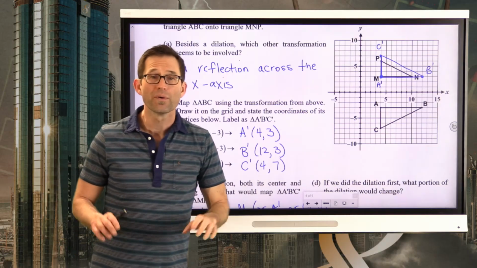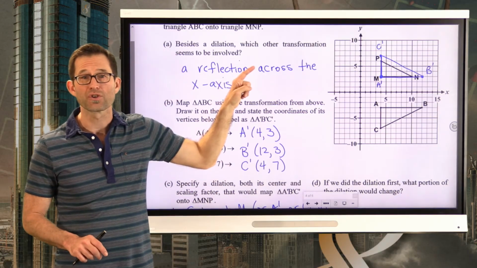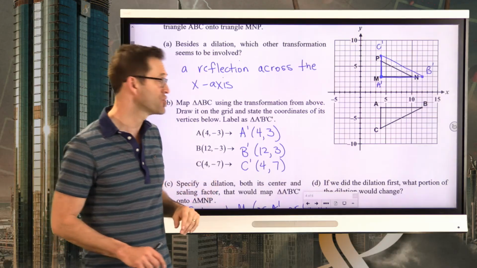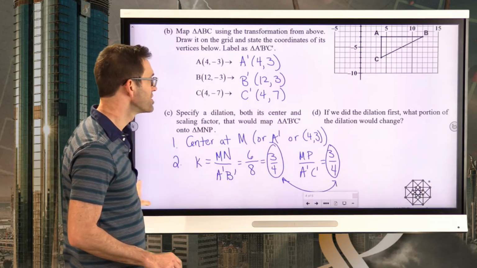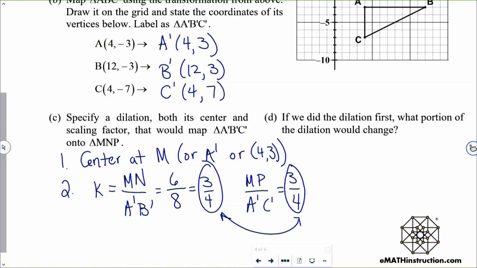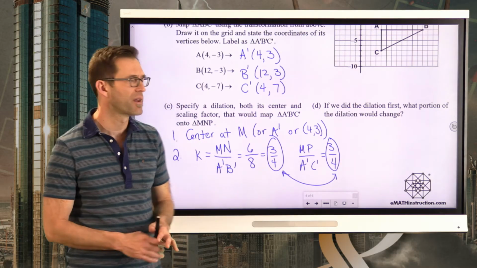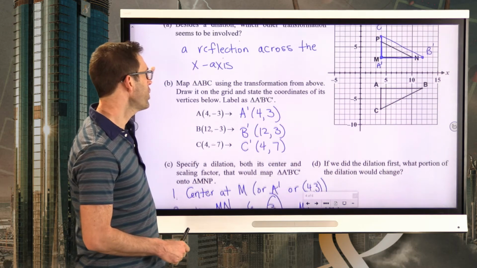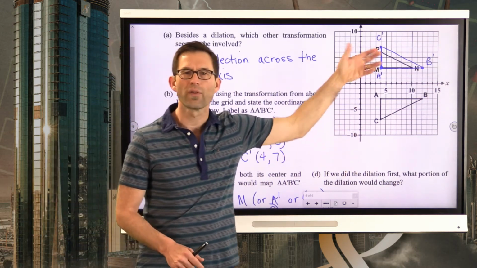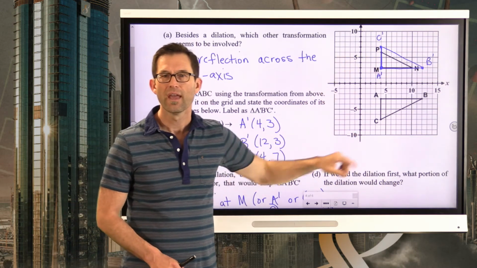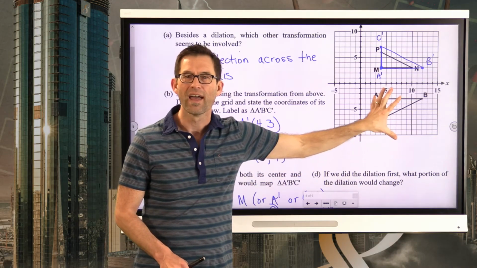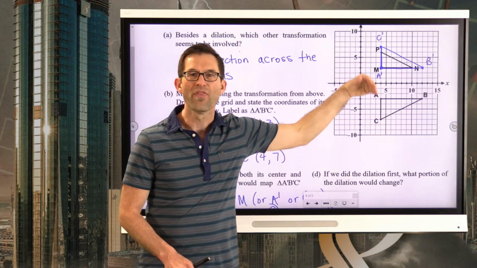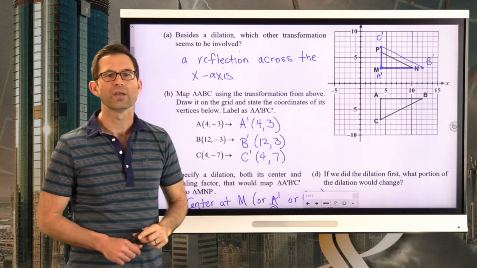Now, there is no reason we have to do the reflection first and then the dilation. And that's kind of what letter D gets into. Let's take a look at it. If we did the dilation first, what portion of the dilation would change? All right, so we need a reflection and a dilation. But if we decided, instead of doing the reflection and then the dilation, to dilate it first and then reflect it, what would change about the dilation?